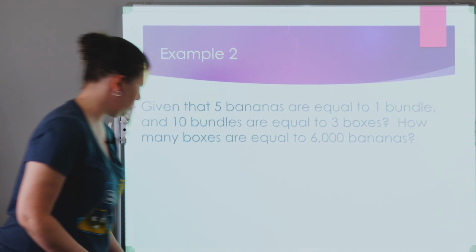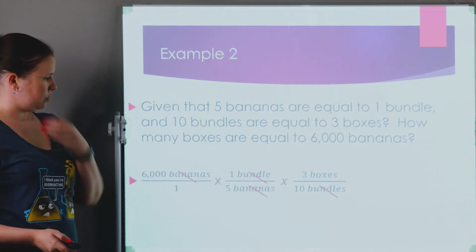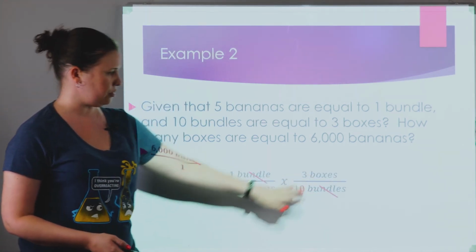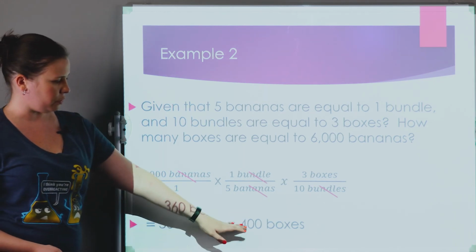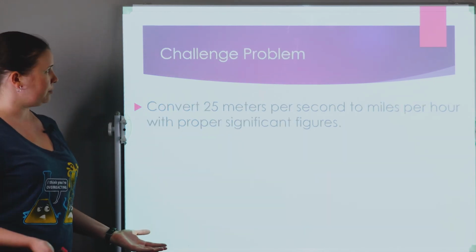All right. So we get our bananas to cancel, our bundles to cancel. We have our answer in boxes, and then we round to one significant figure. And we have our final answer.